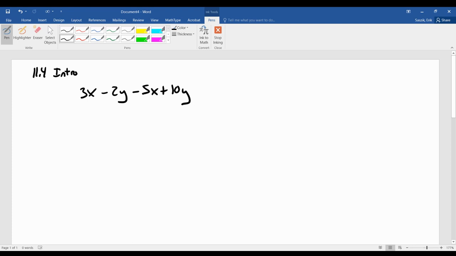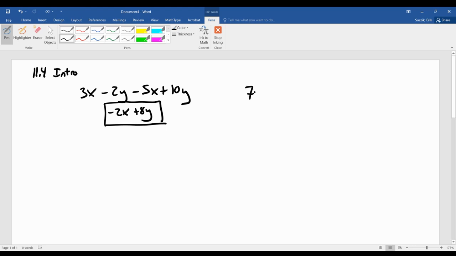So you guys know that if you had an expression like this, you could combine like terms. You combine x's with other x's, you combine y's with other y's. 3x minus 5x would be negative 2x. Negative 2y and positive 10y would be 8y. And you would actually be done. You can't combine the x's with the y's when you're adding or subtracting. So when we use the words combine, it's usually when we're talking about adding and subtracting.